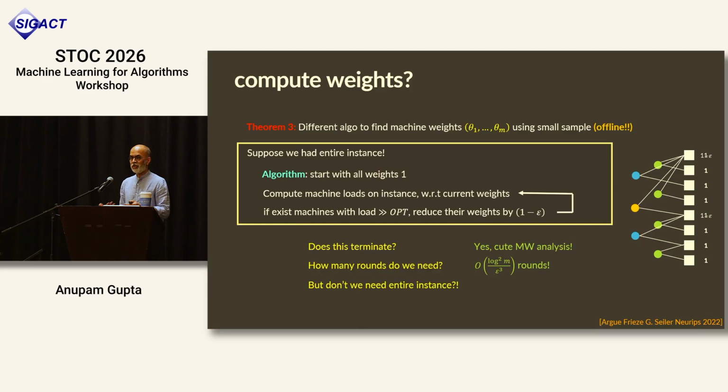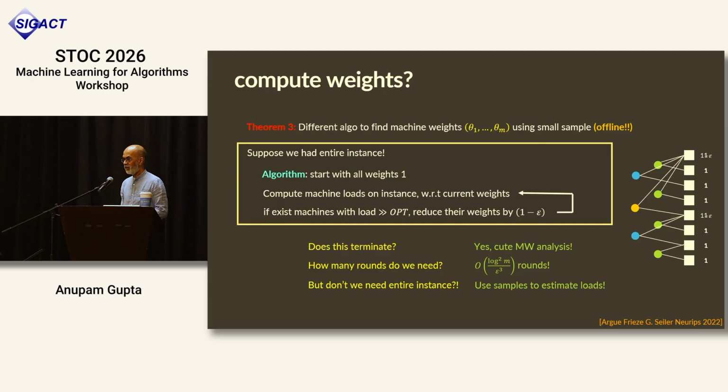And then finally, the elephant in the room is that I gave you an offline algorithm to solve this problem. I need to know the entire instance. And the whole idea is to use samples. To run this algorithm, if you give me weights, I have to tell you which machines are overloaded. Use the sample that I have to estimate those loads. Figure out which ones are overloaded, reduce their weights, repeat.